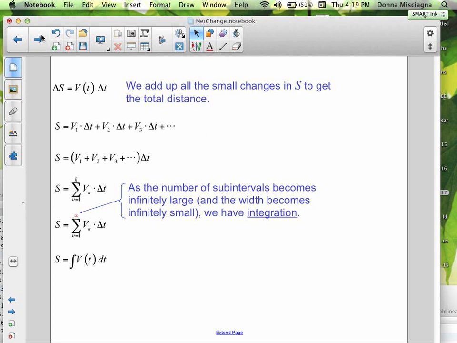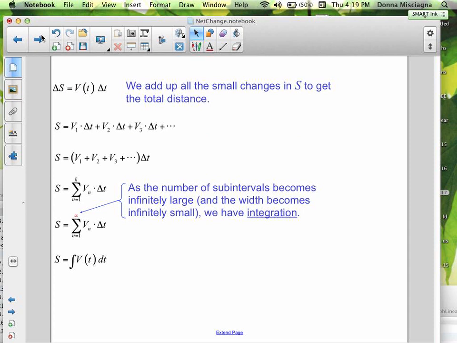And as the subintervals become infinitely many and the width becomes infinitely small, we have integration. So when I was breaking it up into triangles and approximating the area under the curve, I'm essentially approximating the integration. With that, if I have a graph and I don't have an equation to integrate, then I'm going to have to use areas under the curve.